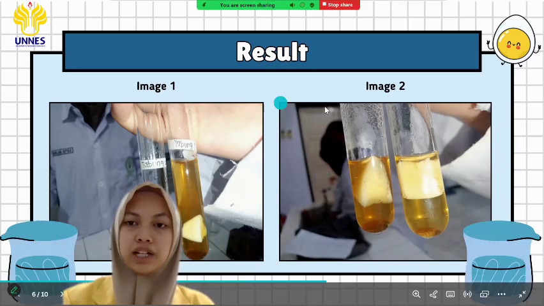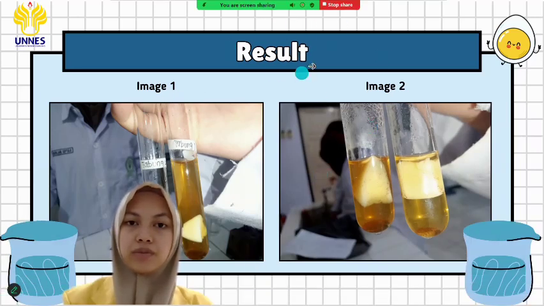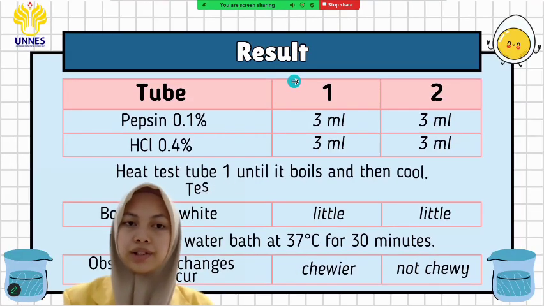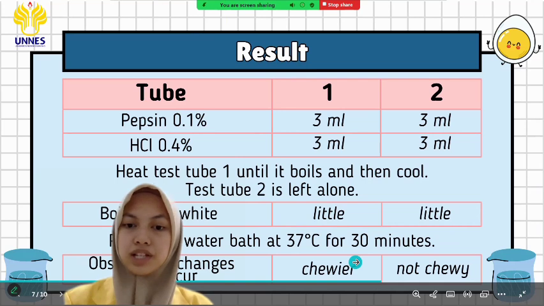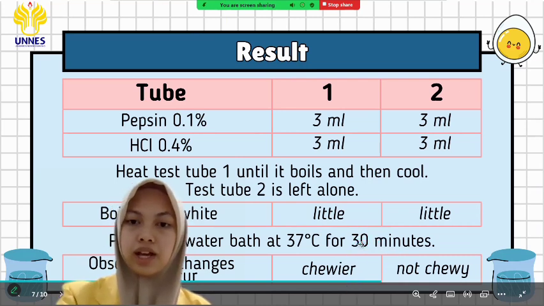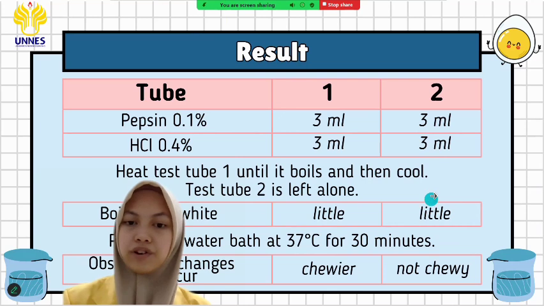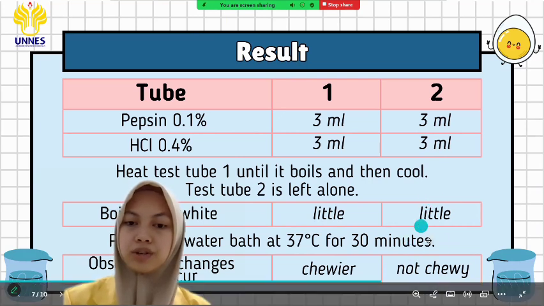This is image 1 and image 2 from the practicum result. The results of the practicum show that tube 1 was positive for pepsin proteolysis, indicated by chewy boiled egg white. And tube 2 was negative for pepsin proteolysis, indicated by not chewy boiled egg white.